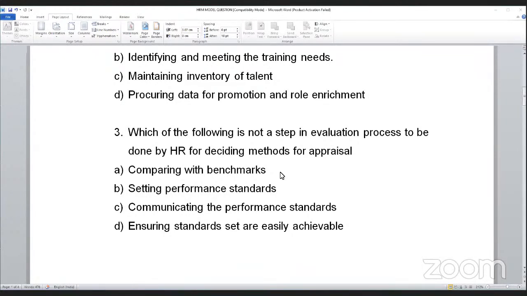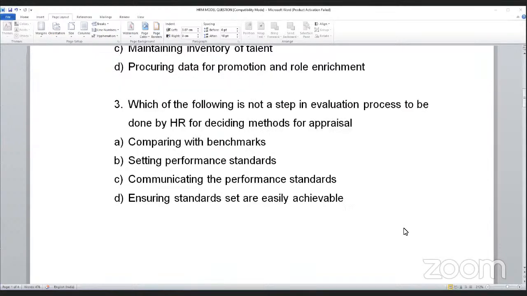Favorable or unfavorable, okay? So comparing with benchmark, setting performance standard, communicating the performance standard and ensuring standards set are easily achievable. D, madam. Yes, nobody will set these standards to be easily achievable.